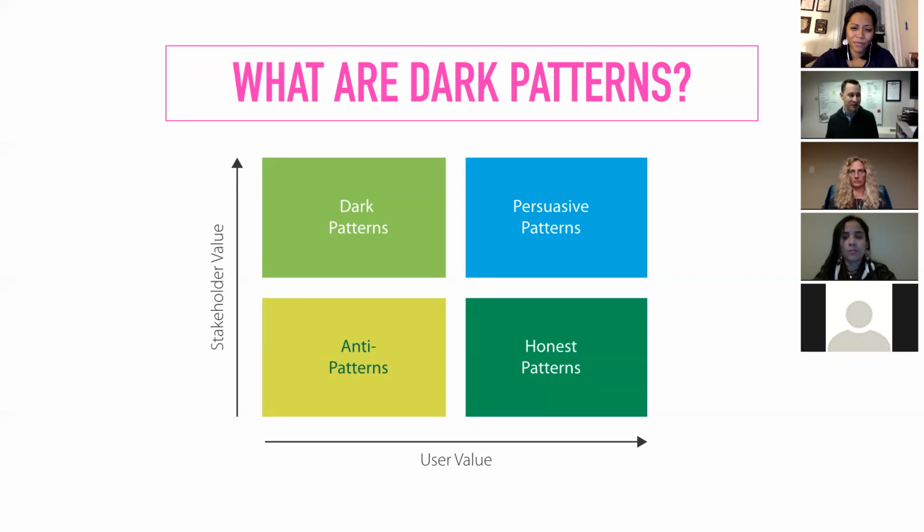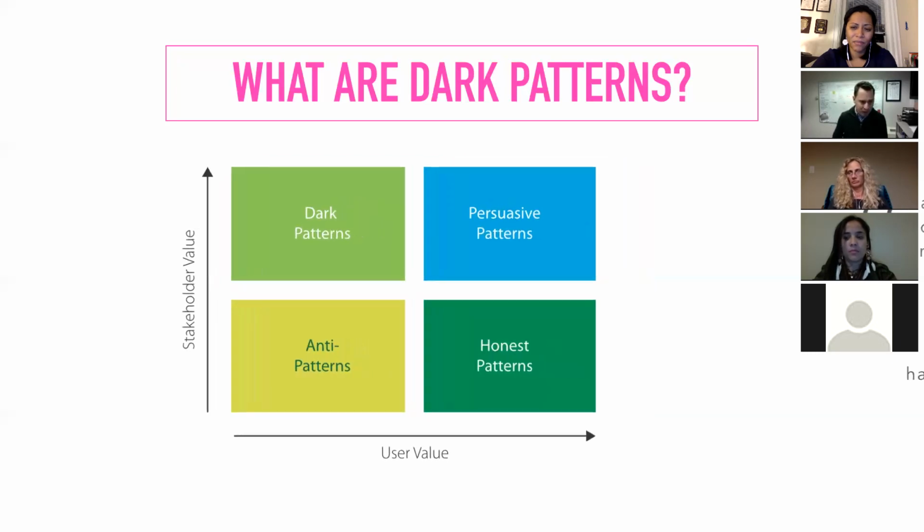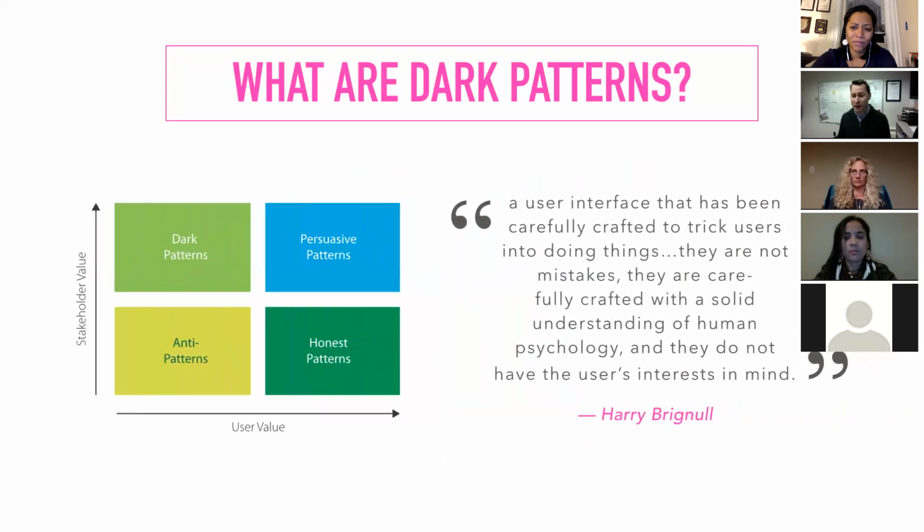Anti-patterns are simply just bad design. Things that were done without enough skill, and so the end user experience is just horrible. Dark patterns are examples where things are actually carefully designed to trick people. Persuasive patterns are a place where user value and stakeholder value are somewhat in balance, and honest patterns are patterns that favor user value over stakeholder value. And you can see this in the definition that Harry Brignall gave to dark patterns when he introduced the concept a little over a decade ago.